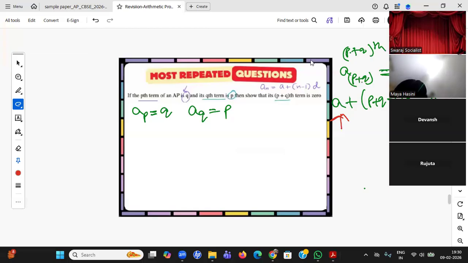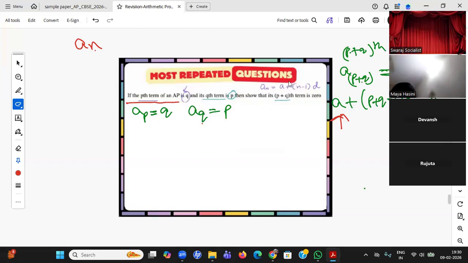Okay. If we are given the pth term of an AP, nth term means A of n. He is asking the pth term, so you take A of p. The qth term means A of q. A of q is equal to p, and A of p is equal to q. These two are given.